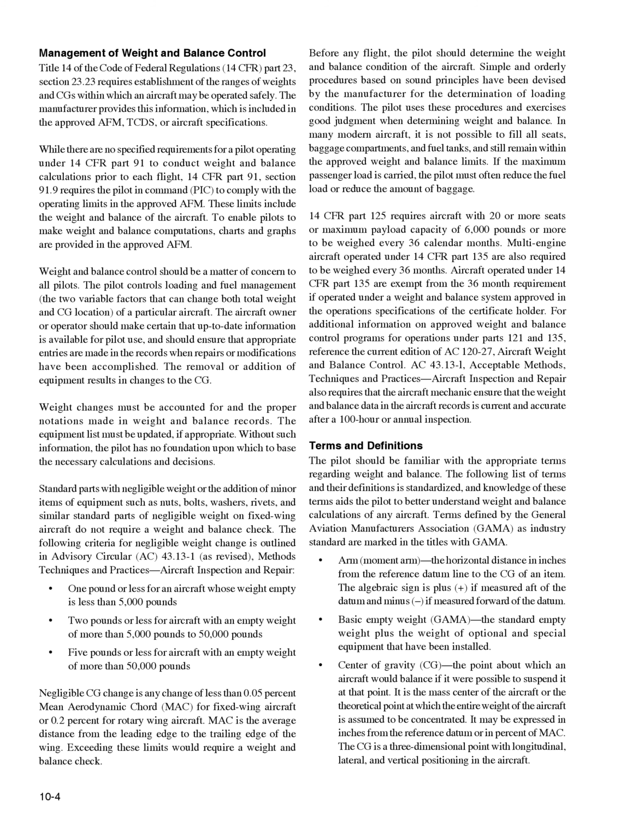Center of gravity, CG: the point about which an aircraft would balance if it were possible to suspend it at that point. It is the mass center of the aircraft or the theoretical point at which the entire weight of the aircraft is assumed to be concentrated. It may be expressed in inches from the reference datum or in percent of MAC. The CG is a three-dimensional point with longitudinal, lateral, and vertical positioning in the aircraft.